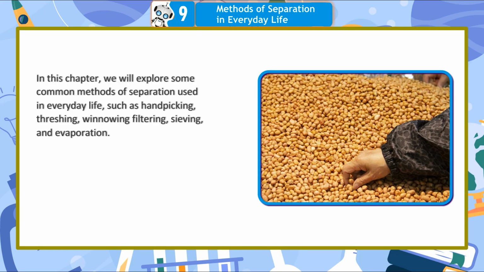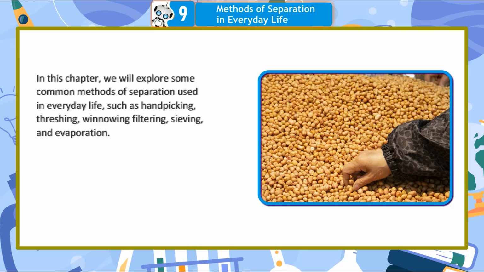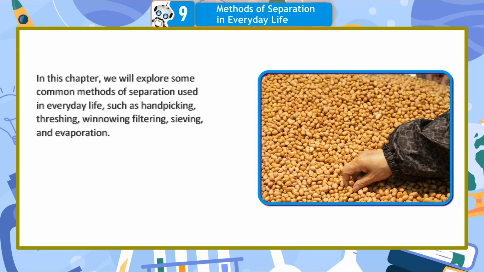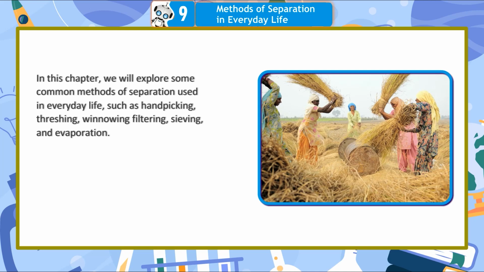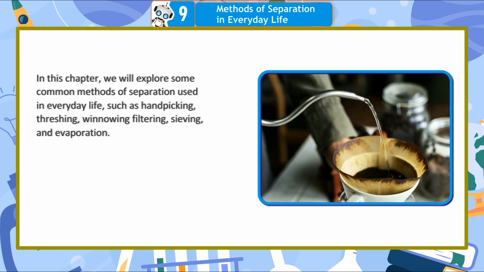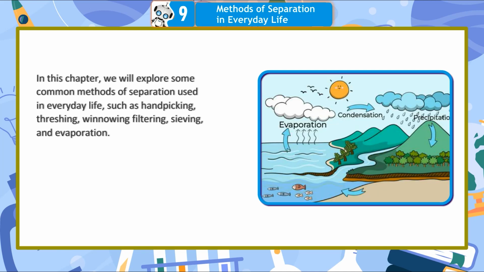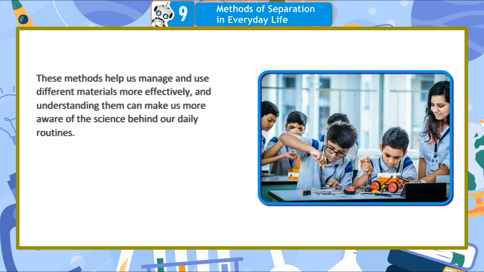In this chapter, we will explore some common methods of separation used in everyday life, such as handpicking, threshing, winnowing, filtering, sieving, and evaporation. These methods help us manage and use different materials more effectively, and understanding them can make us more aware of the science behind our daily routines.